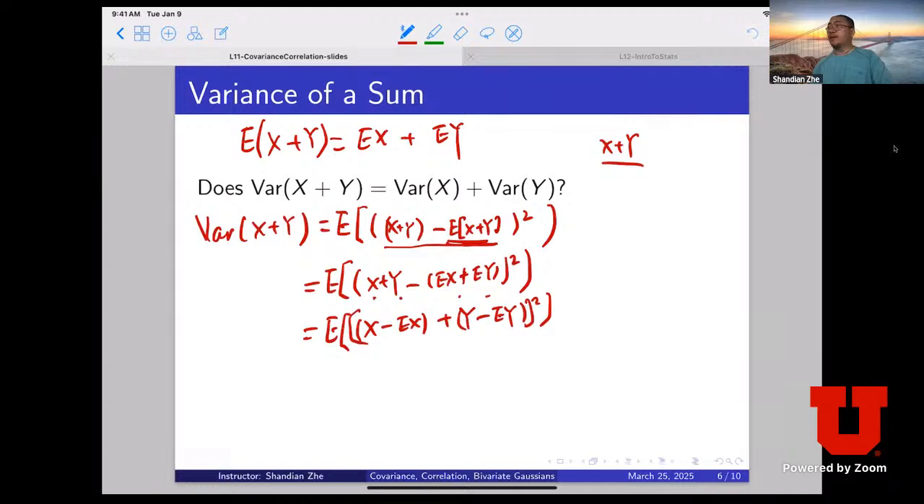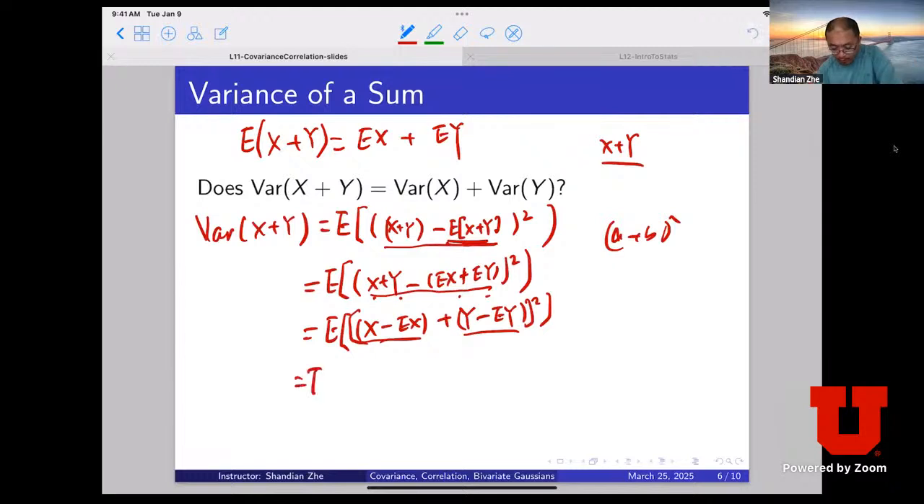Does it make sense? For these four terms, I will just rearrange them. We put x and minus ex together, y and minus ey together, and then you're still going to take the square of the summation. Okay, and then we can treat x minus ex as a whole, then y minus ey as a whole. This is just a plus b square, so just expand it.